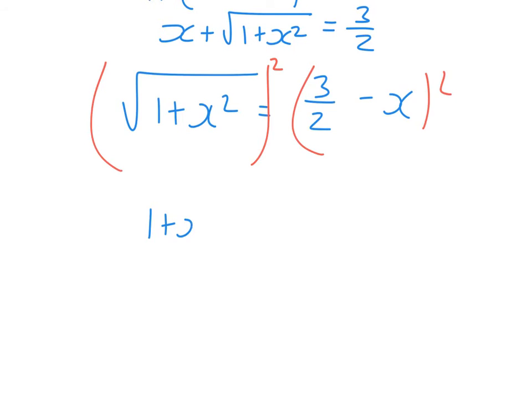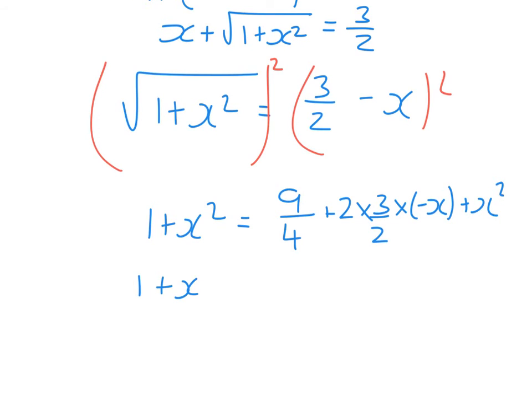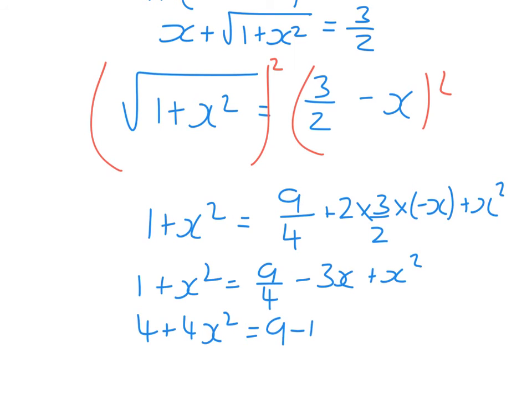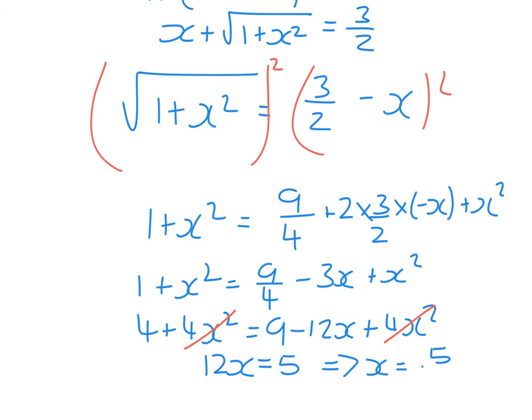So we have 1 plus x squared equals, square the first term, then double the product of the terms, square the last term. So 1 plus x squared equals 9/4 minus 3x plus x squared, multiplying 3 by 4. We have an x squared on both sides, so they will cancel. And that leaves us with 12x equals 5, which means that x equals 5/12.